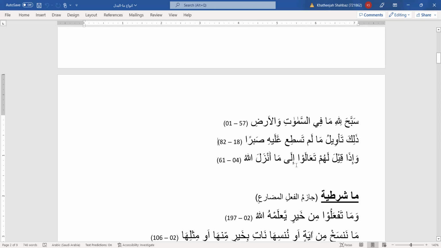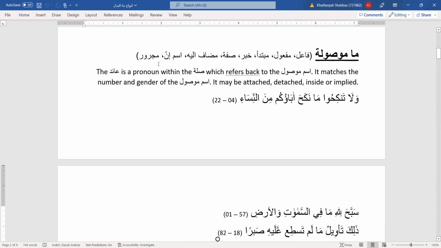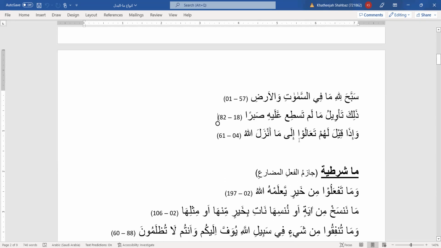And when it is said to them, you all come towards what Allah sent down. So ma is ma mawsula. Anzalallahu is a jumla fi'liya, which is a sila. And ma mawsula with its sila, what is its status over here? It is jar majroor because before it is ilah, and ilah will make ma anzalallahu majroor, because of a harf of jar. So this is all about ma mawsula.